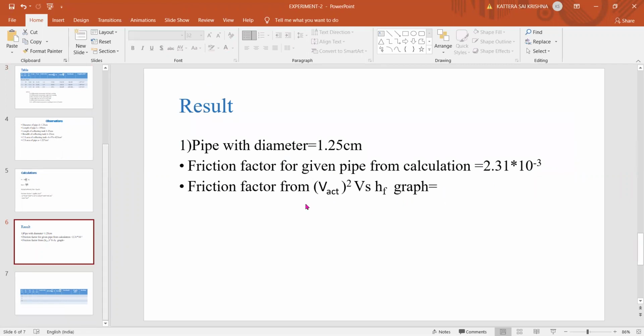I'm not telling here. So V square on the x-axis, HF on the y-axis. Draw the graph, then find the value of this F value, friction factor. If you know, you do. Otherwise, I'll show later. I didn't plot the graph, so I'm not showing here. Last class, I think I have shown for the other thing. Same way you have to do.